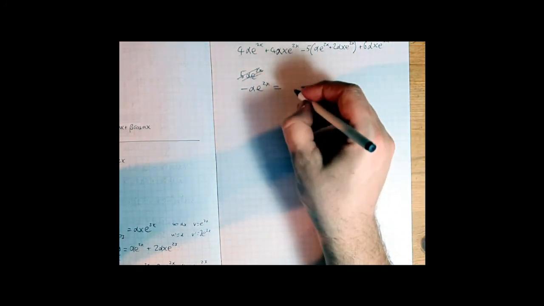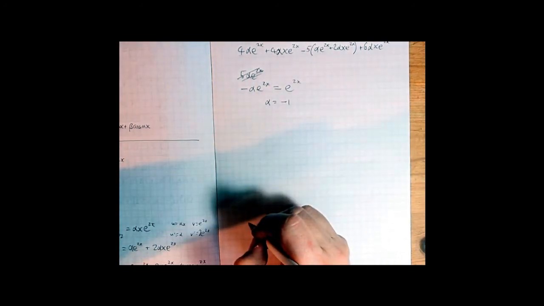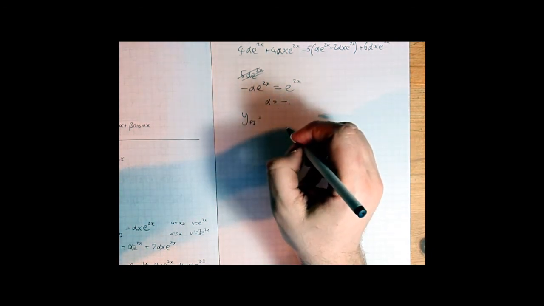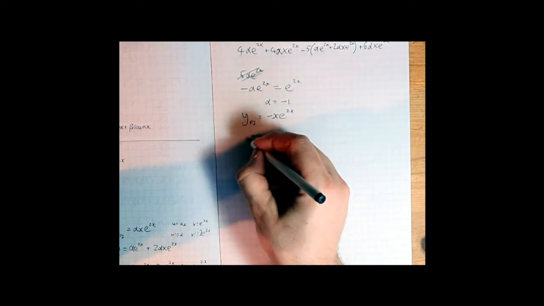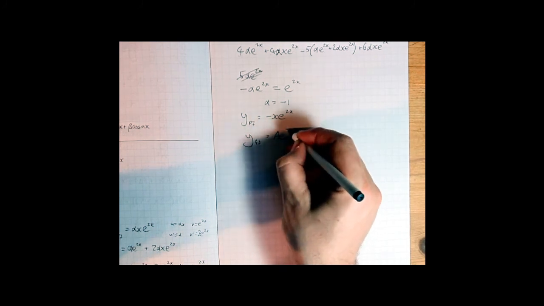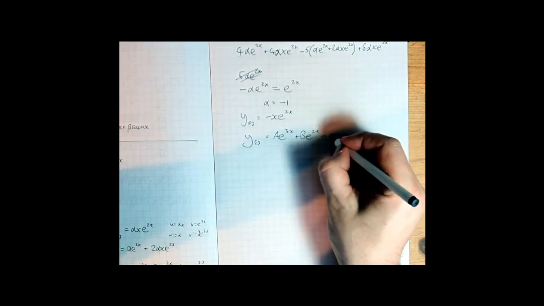And on the right hand side it's e to the 2x, so alpha is minus 1. That means that my particular integral is minus x e to the 2x, and my general solution is my complementary function plus my particular integral.